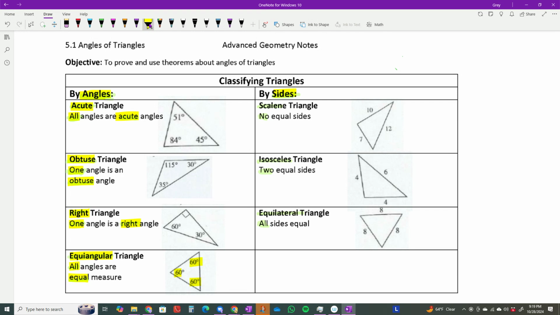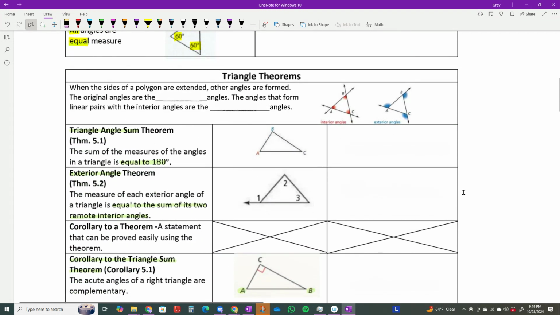Okay? Now, if we classify them by sides, then a scalene means there are no equal sides. Isosceles means there are two equal sides, and equilateral means that all the sides are equal. All right, some triangle theorems that we have to know before we start working these problems.